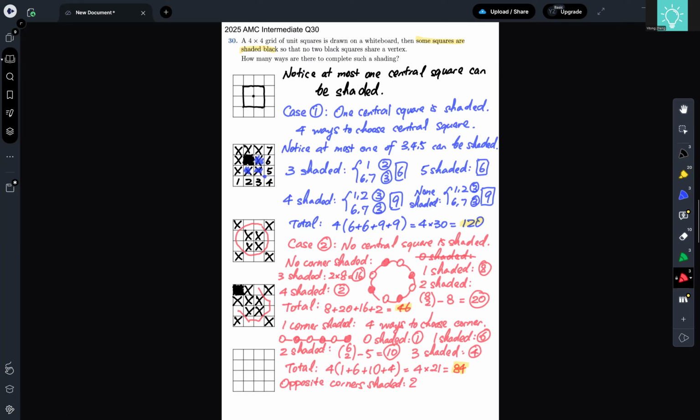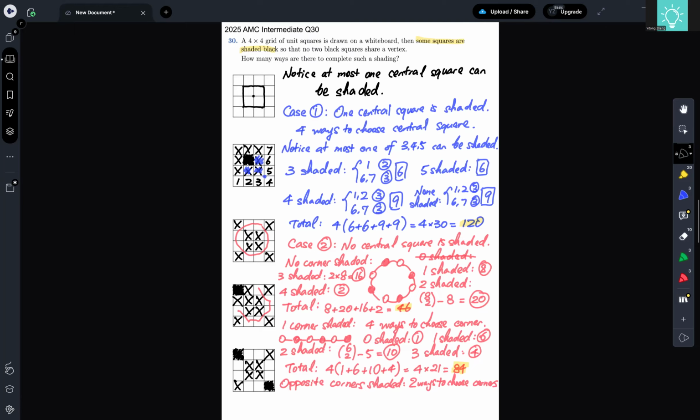Of course, there's 2 ways to choose the corners, because there's two pairs of opposite corners. So without loss of generality, I'm just going to shade in these two. And these two are not shaded. We're not shading in anything in the middle. That's the assumption of case 2 altogether.